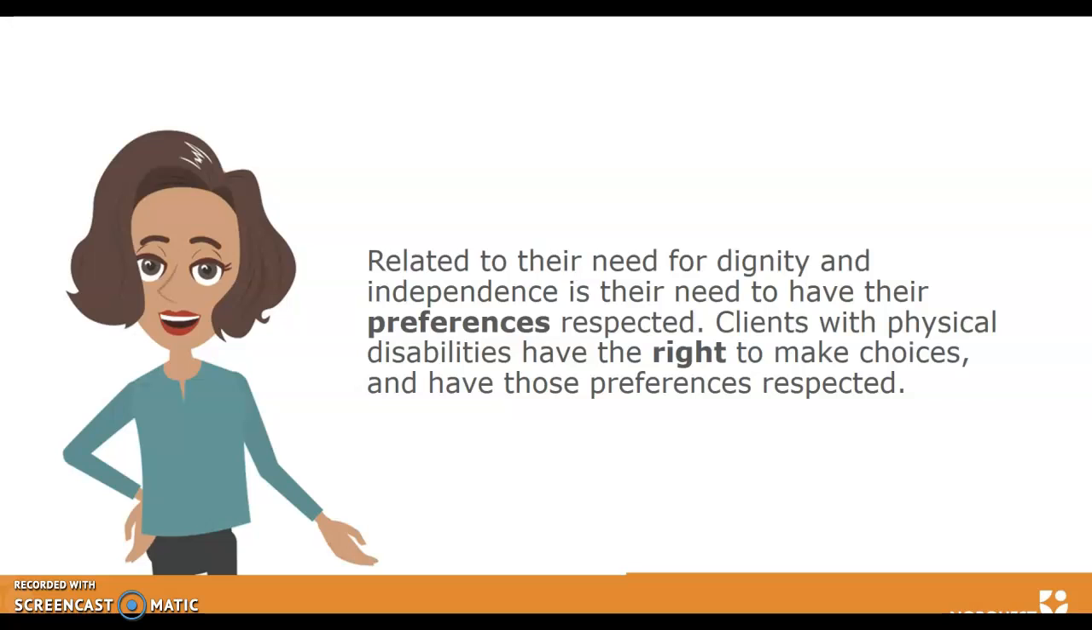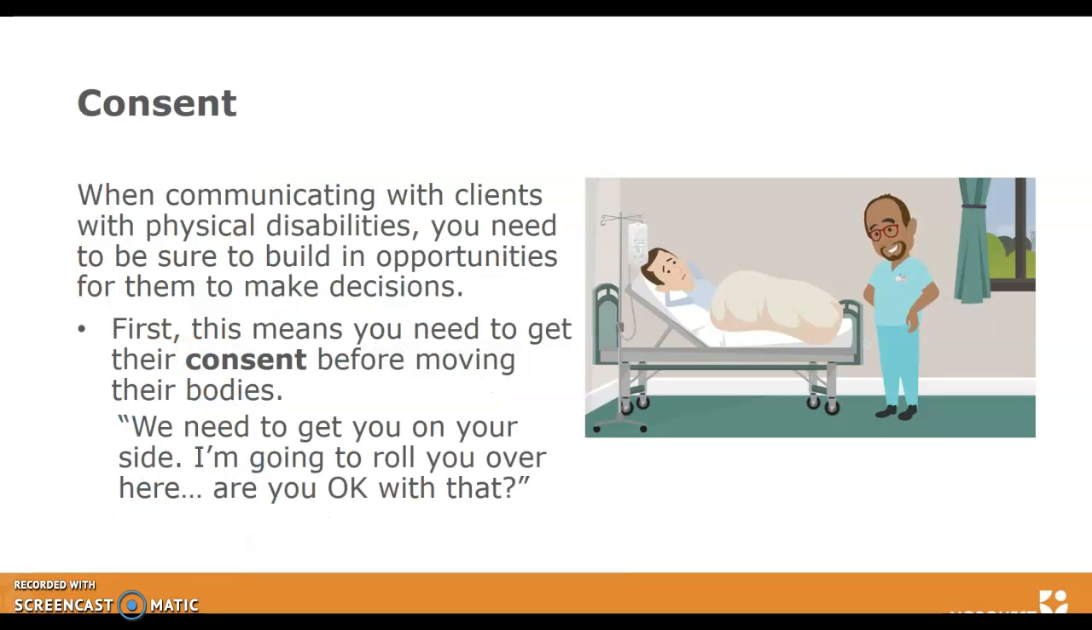Related to their need for dignity and independence is their need to have their preferences respected. Clients with physical disabilities have the right to make choices and have those preferences respected. When communicating with clients with physical disabilities, you need to be sure to build in opportunities for them to make decisions. First, this means that you need to get their consent before moving their bodies.